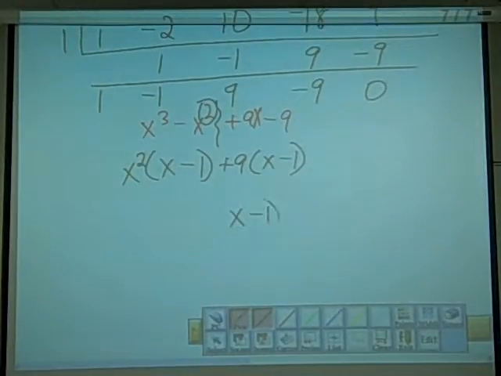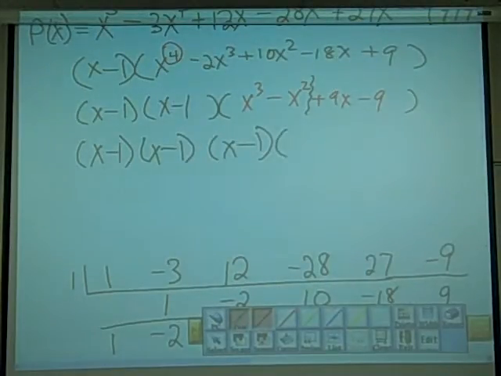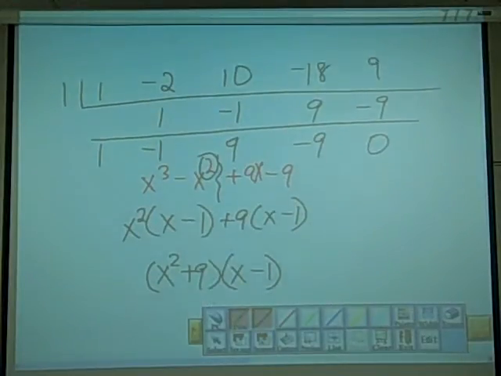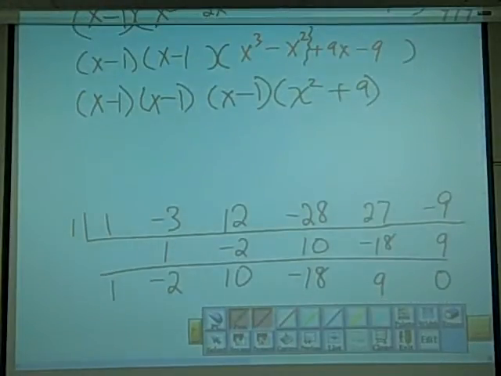So we have x minus 1 as a common factor, and we also have x squared plus 9. Okay? So here we have x minus 1, x minus 1 again, x minus 1 for a third time, and x squared plus 9. Okay? So here we have x minus 1 equals 0, right? And they're all x minus 1s. Except for the last one, that's x squared plus 9 equals 0.